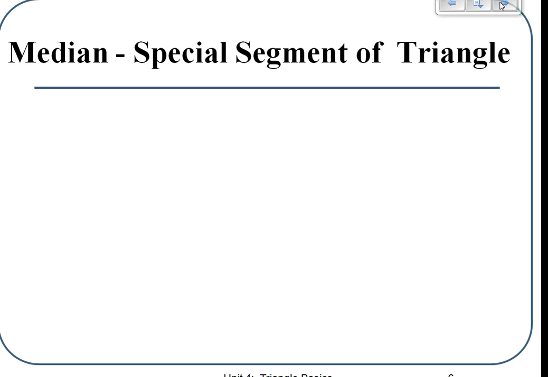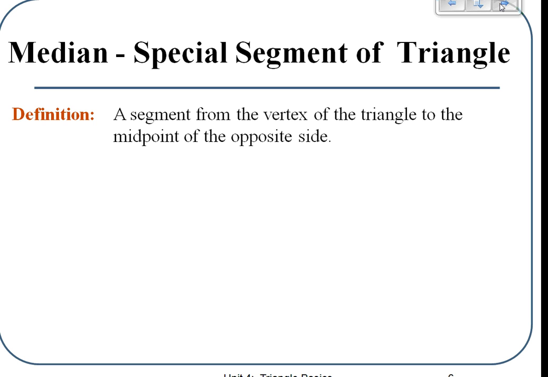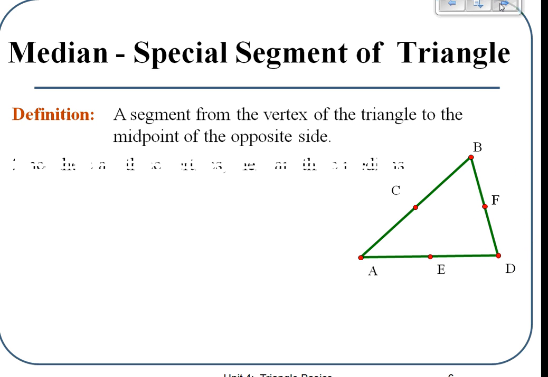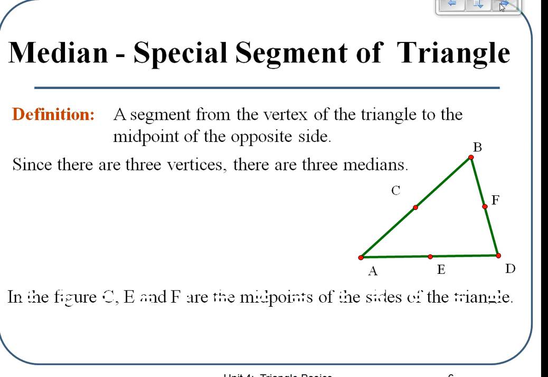Okay, these are maybe somewhat new. I think you've seen these words before, but just to reinforce them, they're probably not as familiar as the previous vocabulary. A median, the definition, is a segment from the vertex of the triangle to the midpoint of the opposite side. That is the definition of median. So what does it look like? It goes from a vertex to the midpoint of the opposite side. Since there are 3 vertices, there would be 3 medians.